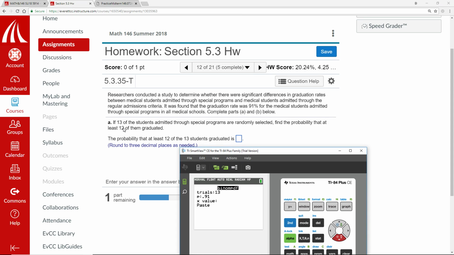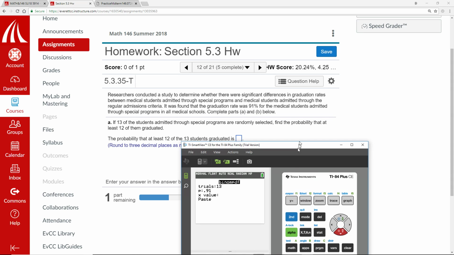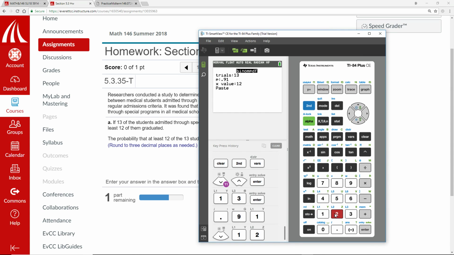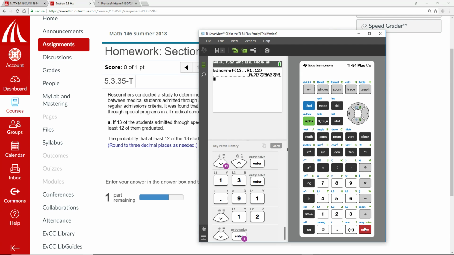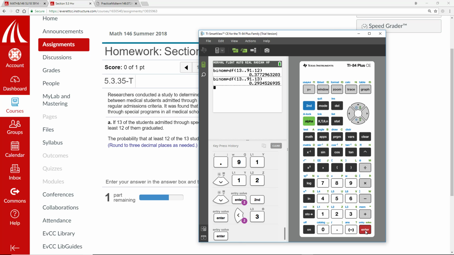it says at least 12. So my plan is to do 12 first and then do 13 and add them together. So first I'll do 12. Let's paste it to the home screen. Enter. Now I'm going to do a second entry to do 13. Enter. And I'm just going to add them both together now. Plus. And there it is. There is my probability. That's my answer. That's the solution.